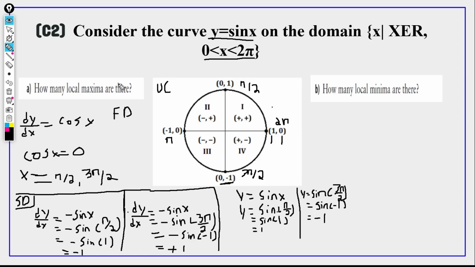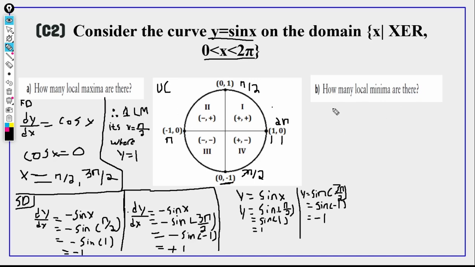So how many local maximums are there? There is 1 local maximum. I'm going to write LM for local maximum. It occurs at x equals pi over 2, where y equals 1.